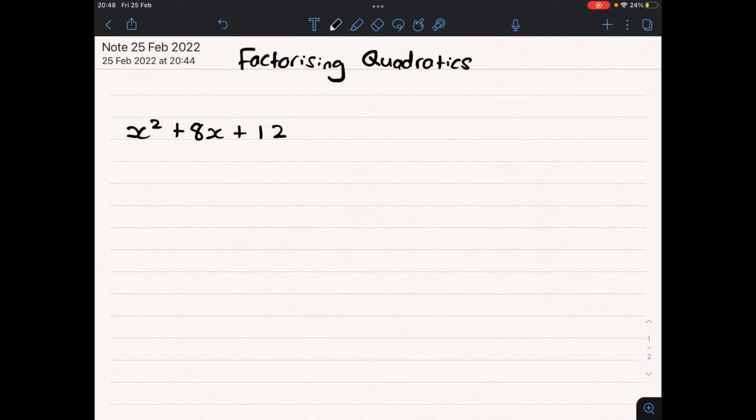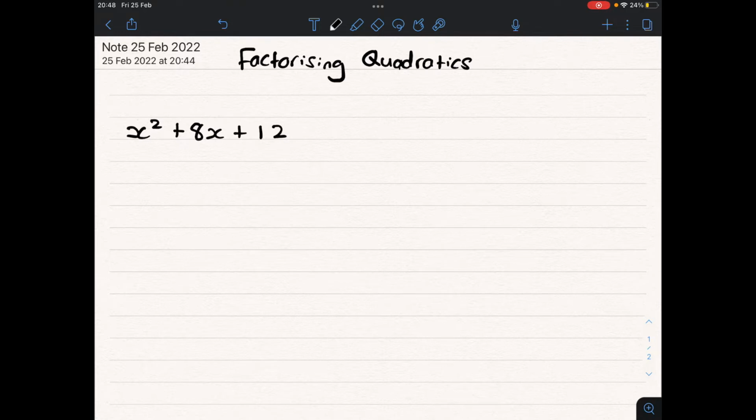In this video, we'll learn how to factorize quadratics. In the previous video, we learned how to factorize linear expressions. So it's similar, however, there are a few steps which we need to remember. On the screen, we have x squared plus 8x plus 12.